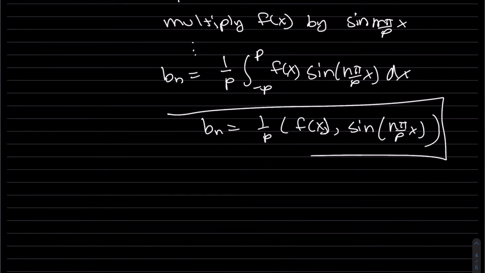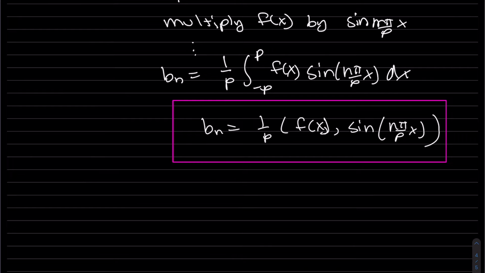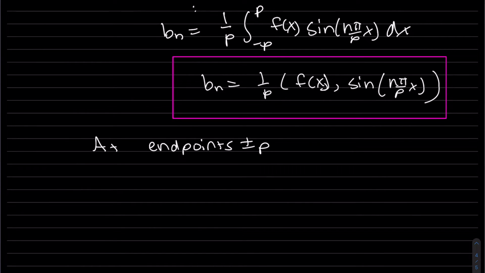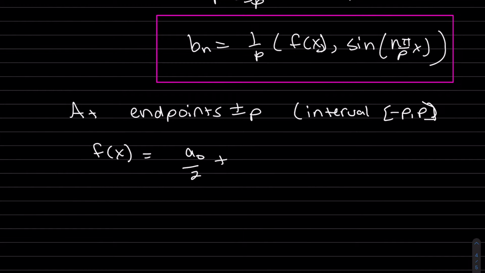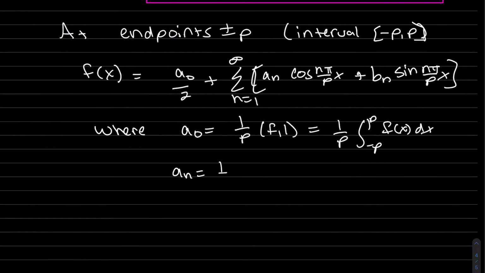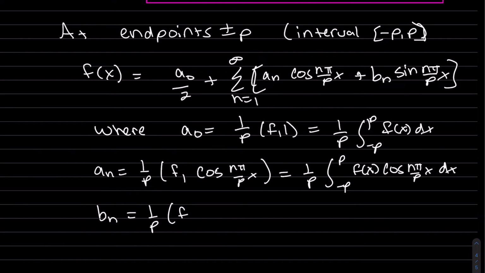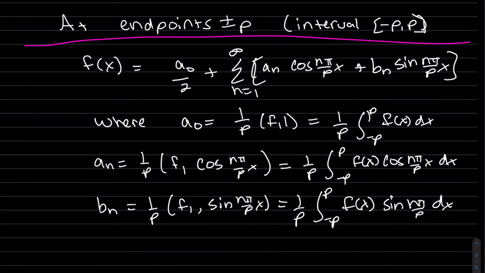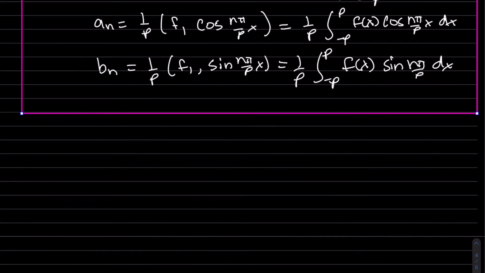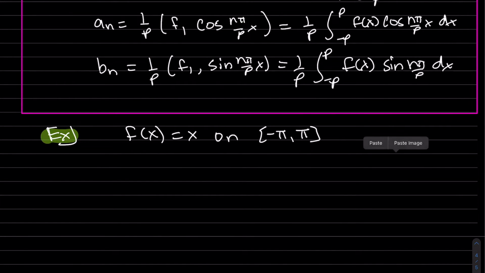Okay, let's do an example. Well, actually, let me just write this all out, basically. So here it is, all summed up. Let's do an example. And we're going to do p is equal to pi.